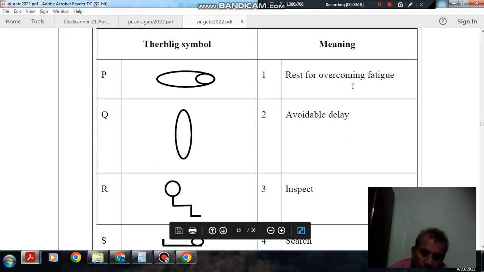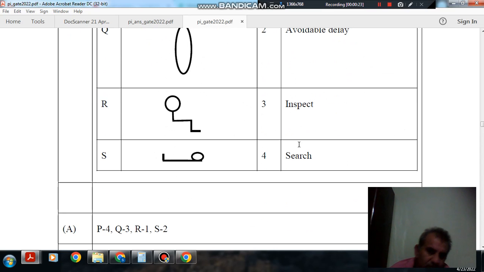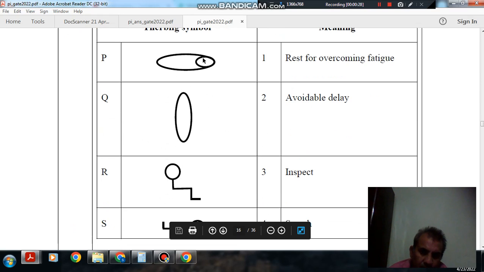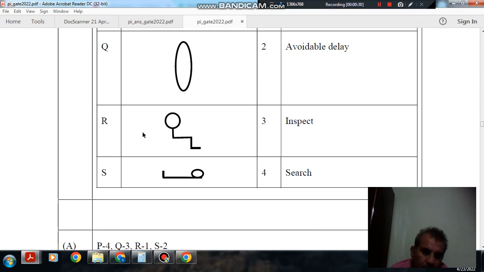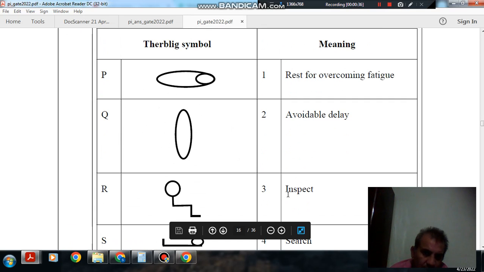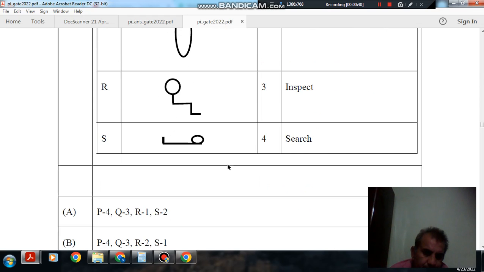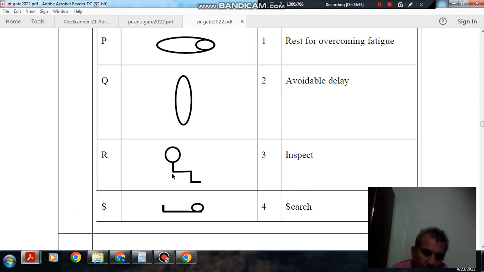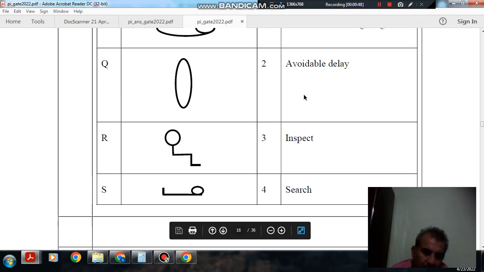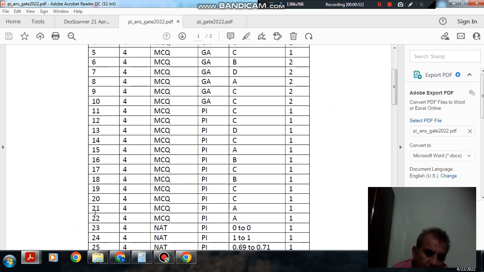First, rest for overcoming fatigue. Two, avoidable delay. Three, inspect. Four, search. So P is the symbol for search, and Q is 3, the symbol for inspect. R is 1, rest for overcoming delay, and S is 2, avoidable delay. So the answer to this question is A, 21A.